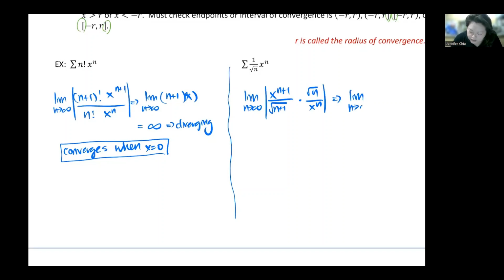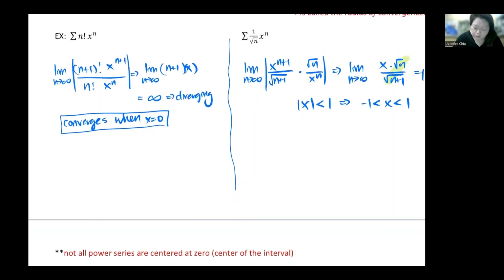We get x, and then you have root n over root n plus 1. Again, higher power rule says this will reduce out to be just 1. So you have your x times 1, right? So you have your absolute value of x. So remember absolute value of x, because we want it to be convergent, it's going to be less than 1. So using your compound inequality, you get negative 1 less than x less than 1. Now let's check our endpoints. Always check your endpoints. So check x equals negative 1.